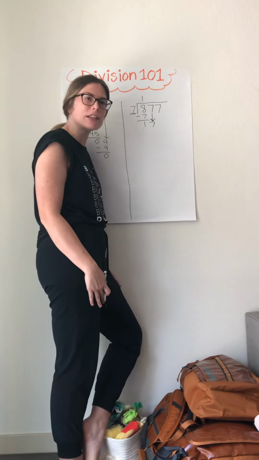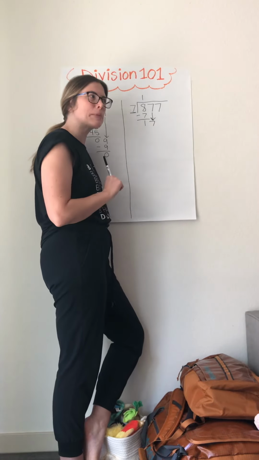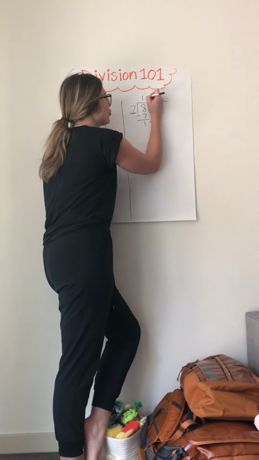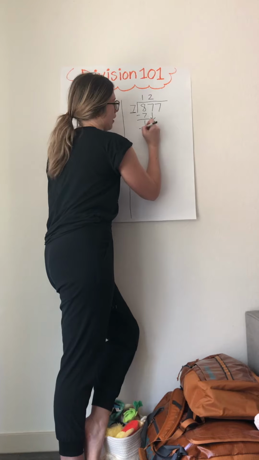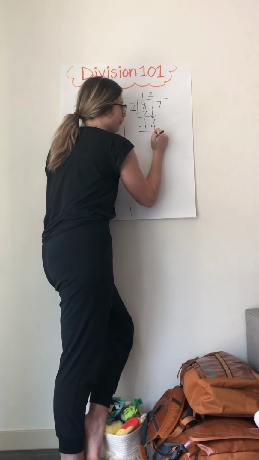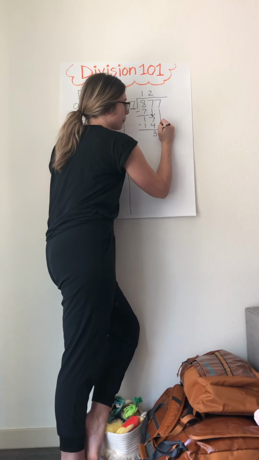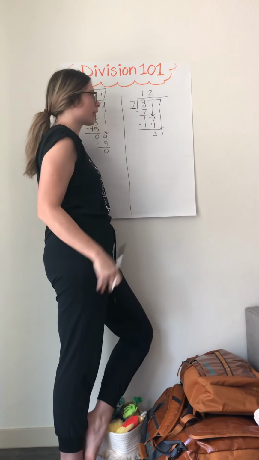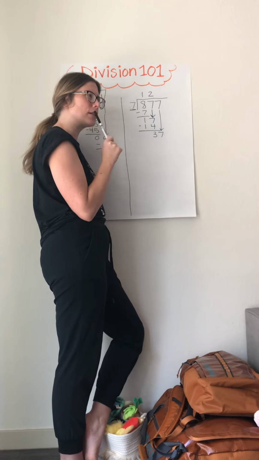Again, I think, how many 7s now go into 17? Well, I knew 2 7s makes 14. 3 7s makes 21, but that's too much, so I'm going to stick with 2 7s, 14. I subtract 14. 17 minus 14 is 3. And then I bring down my last number, 37.